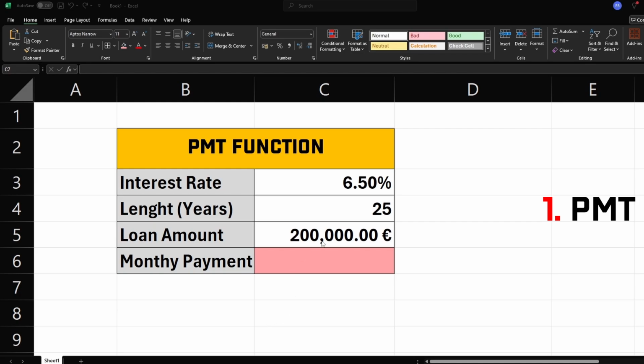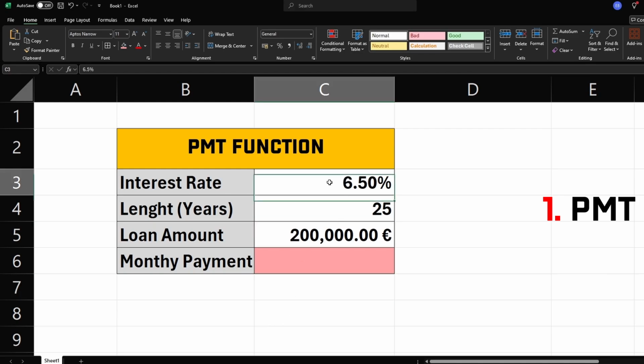The PMT function calculates the payment for a loan based on constant payments and a constant interest rate. This is incredibly useful for loans like car loans, mortgages, or student loans. Let's say you're taking out a loan of $200,000 to be repaid over 25 years at an annual interest rate of 6.5%, and you want to calculate the monthly payment.